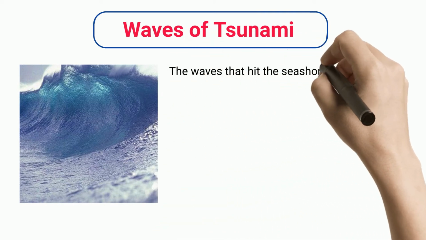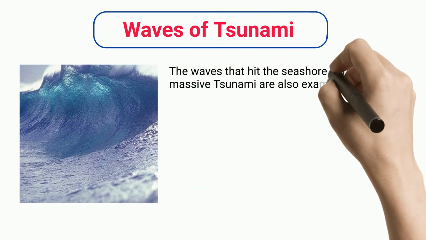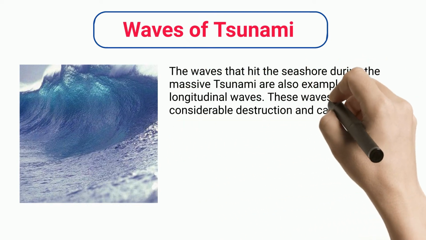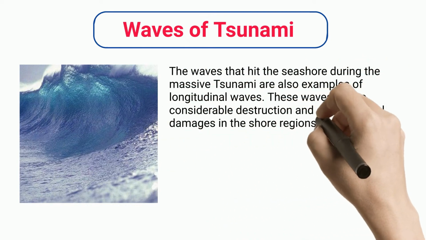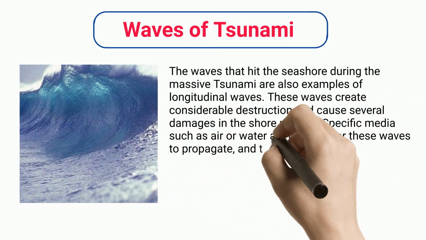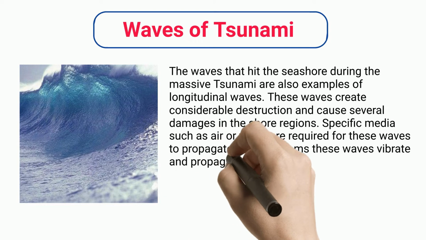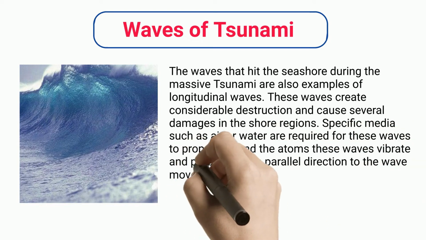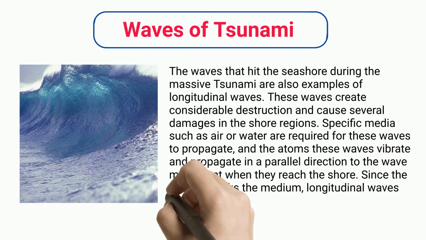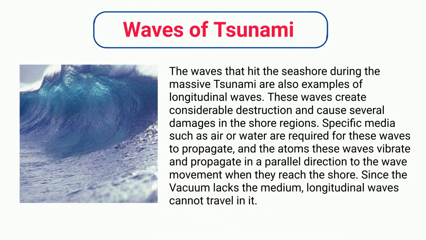The waves that hit the seashore during the massive tsunami are also examples of longitudinal waves. These waves create considerable destruction and cause several damages in the shore regions. Specific media such as air or water are required for these waves to propagate, and the atoms vibrate and propagate in a parallel direction to the wave movement when they reach the shore. Since the vacuum lacks the medium, longitudinal waves cannot travel in it.